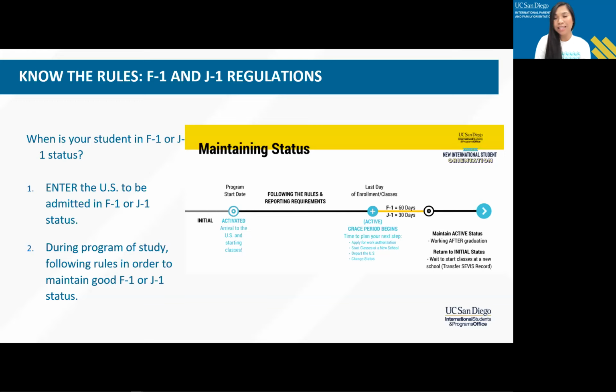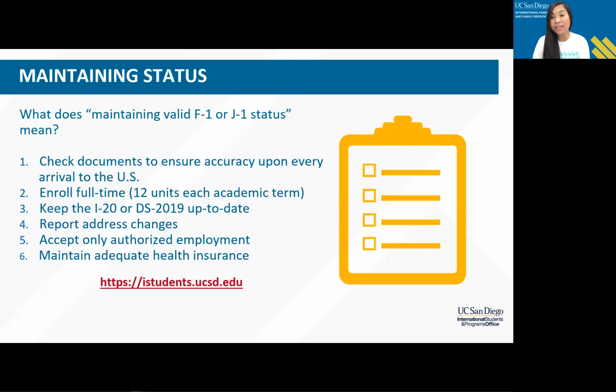Now, understanding this timeline is important, as many of your students might have shorter or longer programs, right? And it will depend. So a student's status and their grace period may vary depending on their program of study. Let's go ahead and move on to the next slide, and let's go over the rules they'll need to follow during their program of study to maintain active F1 or J1 status.